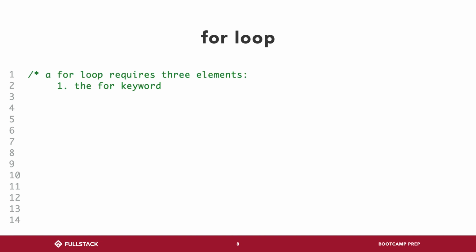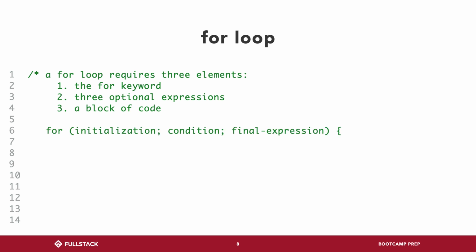Any questions on while loops before I continue the slides to for loops? It's pretty straightforward, right? Right? All right. So for loops, you have 3 things as well. The for keyword, 3 optional expressions, and a block of code.